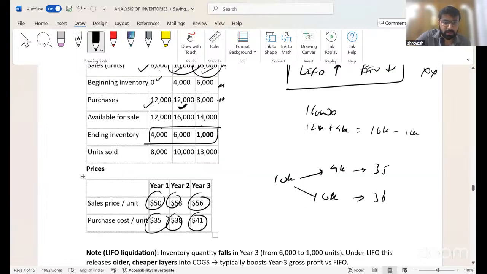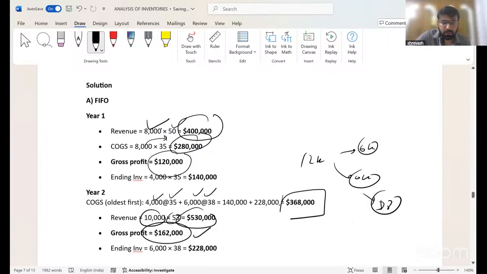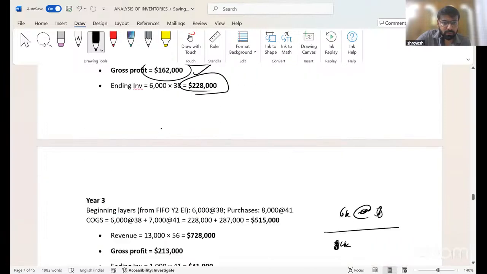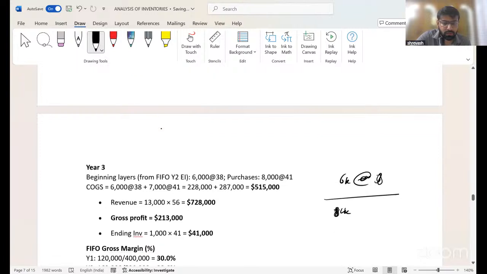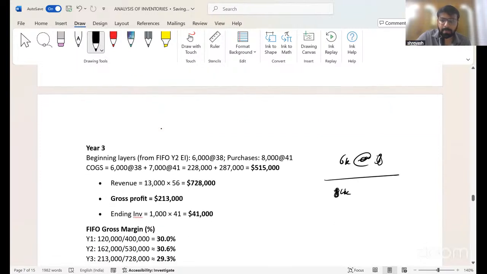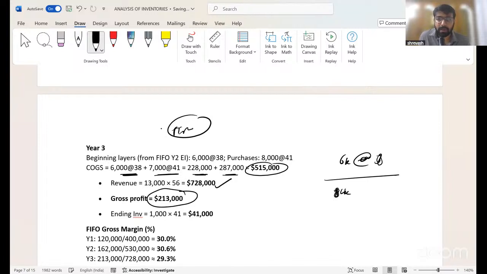कितना बेचा है मैंने? Yeah. So, sir, 6,000 will come from 38 and 7,000 will come from 41 in case of FIFO. And ultimately, sir, my COGS will be 2,28,000 plus 2,87,000, which is 5,15,000 basically. All right, sir, my revenue remains the same, which will be 13,000 into 56. Ultimately, my gross profit comes to 2,13,000. And my ending inventory will be 1,000. That will come from the most recent purchases of 41, which is 41,000.